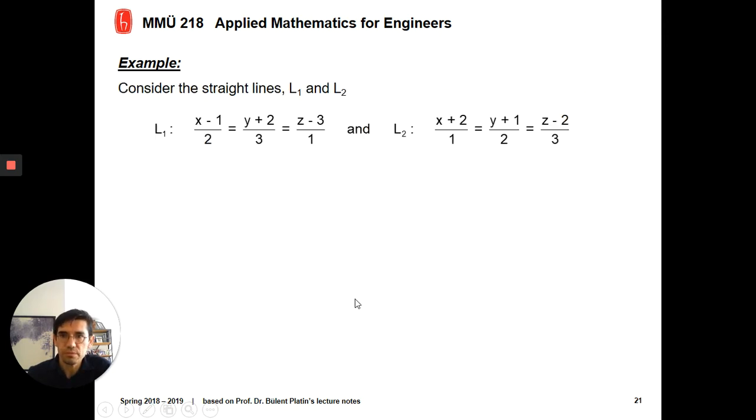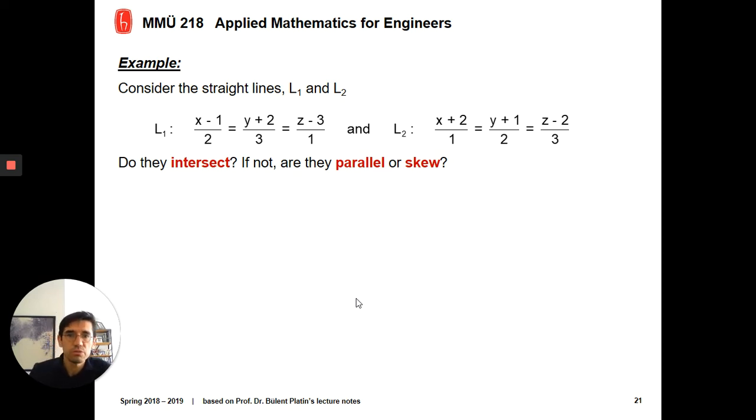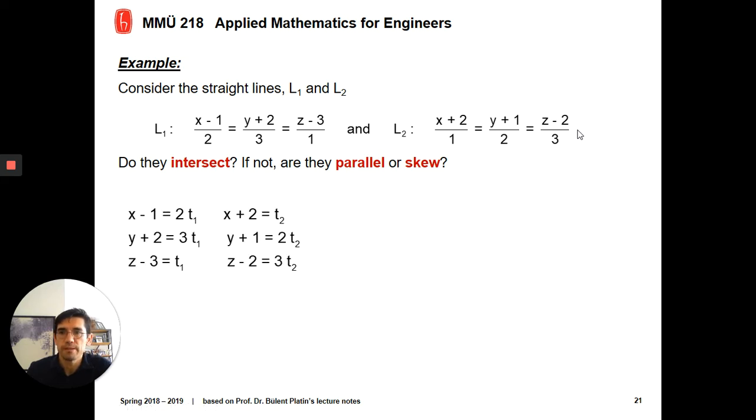Okay. Let's say I have two lines in the other example. Those two lines, do they intersect? Are they parallel? Are they skew? That I can decide by equating line 1 to a parameter t1 and the line 2 equation to a parameter t2. Then look at the equations and do the multiplications and rearrange the terms. How do I rearrange them?